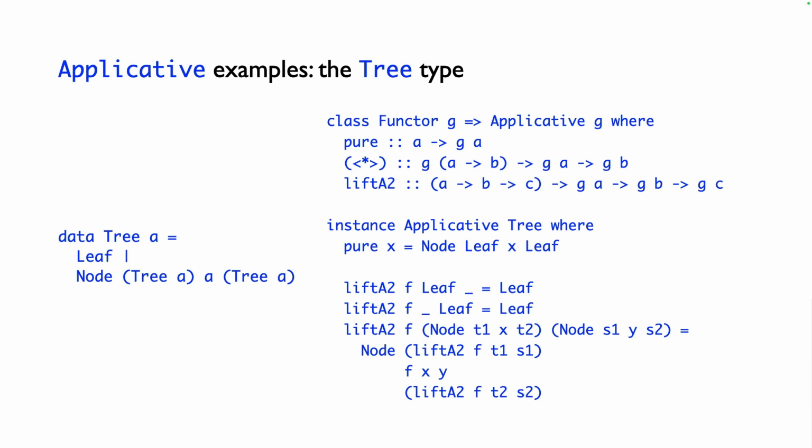And then we recursively apply lift A2 of f to T1 and S1, the left subtrees, and on the right we apply it to T2 and S2, the right subtrees. So only in a case when there are corresponding values of type A and B are we able to apply f, otherwise we simply return a leaf.